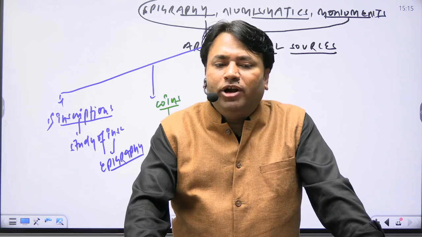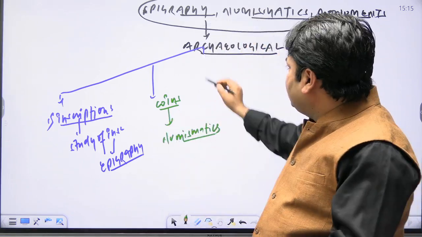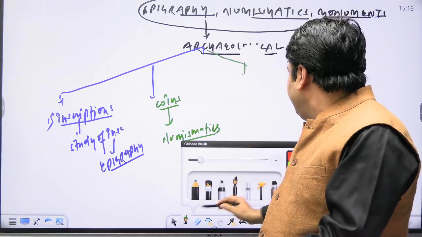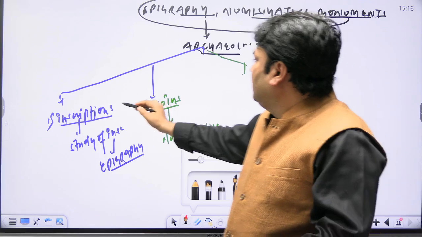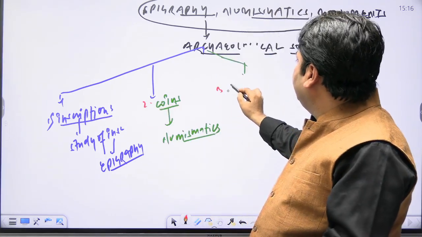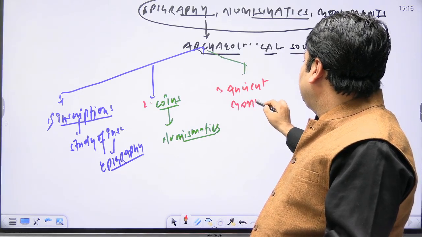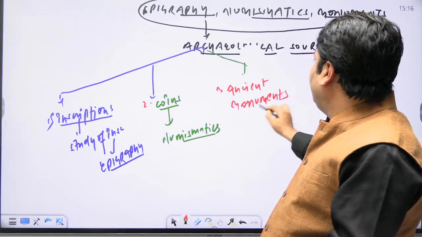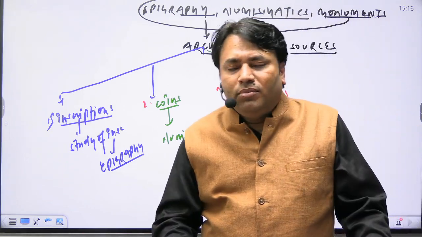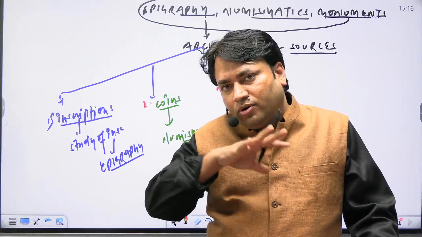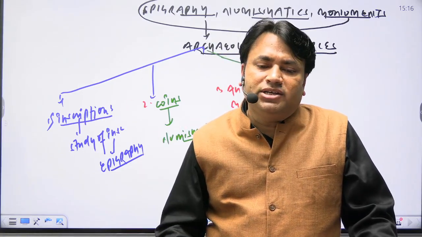And the third point is ancient monuments. This is also an archaeological source, ancient monuments. So this is second, and the third is ancient monuments. So these three facets have been included in your syllabus, but we will read a few more things here to develop a broad and holistic understanding of this entire chapter.